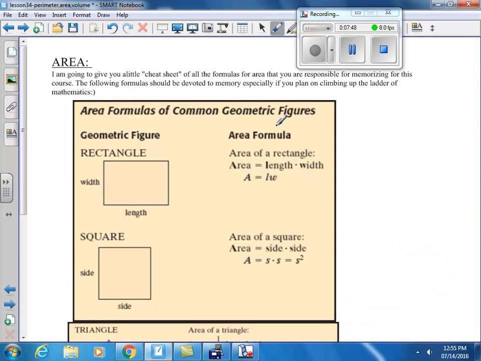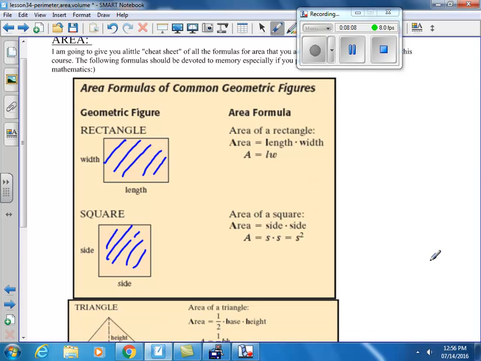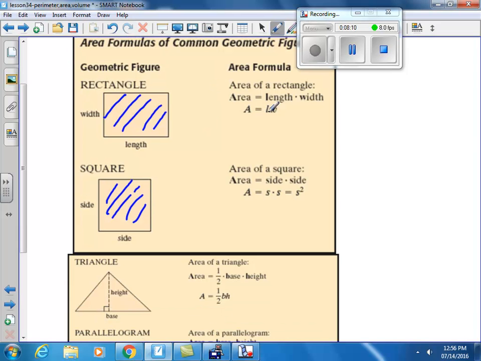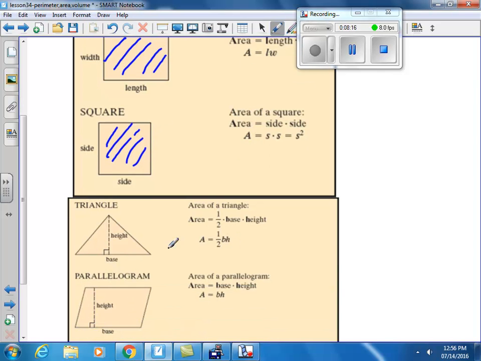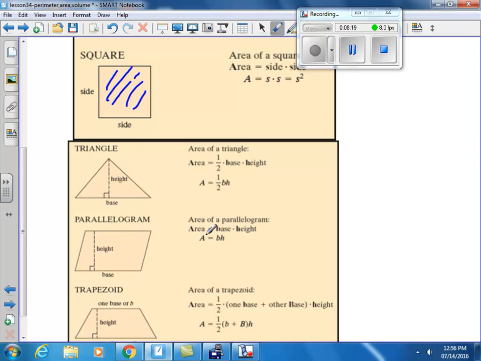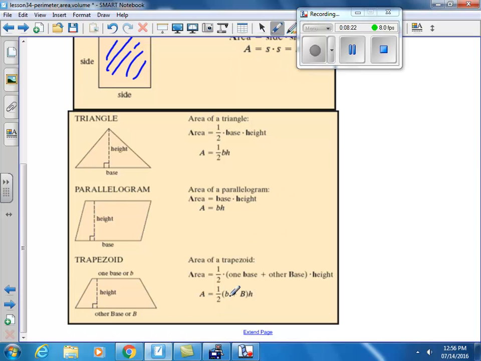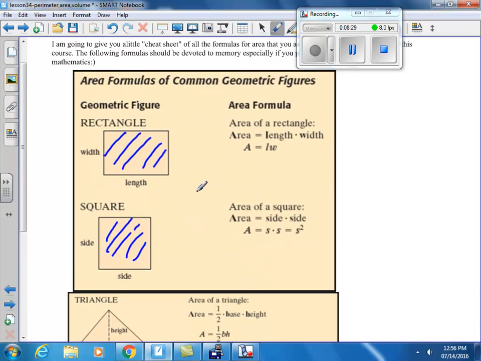Now we're going to look at area. So when we start talking about area, we're looking at the interior space, like as if you were going to paint this plane figure or put an area rug on top of there, right? So I'm giving you this little cheat sheet, but I want you to memorize this and be comfortable applying these formulas in future courses. So we have area: length times width for a rectangle, side times side for a square, 1/2 b h for a triangle, b h for a parallelogram, and 1/2 small base plus big base times height for the trapezoid. Now you have this here in your notes that you've printed out.